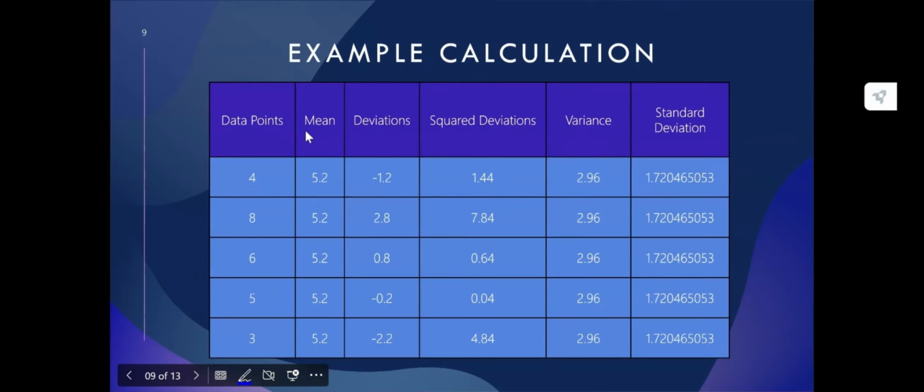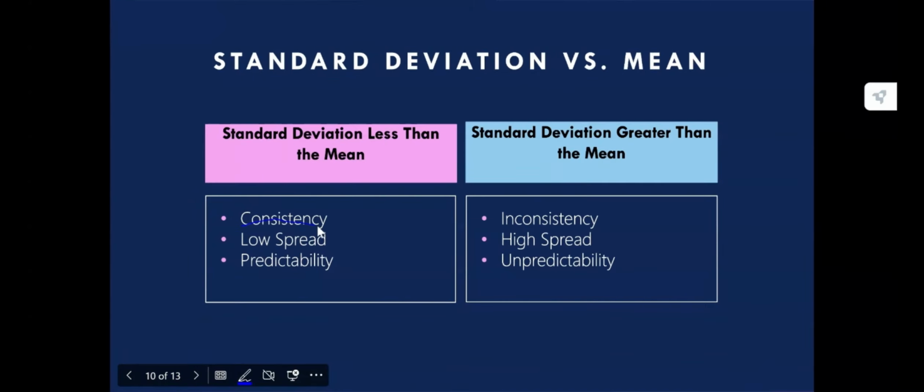Once all the values are calculated, we need to compare the mean and standard deviation. So here, the mean is 5.2 and the standard deviation is approximately 1.72. So here the standard deviation is lesser than the mean. That indicates that the data set is consistent, lowly spread, and highly predictable. When the standard deviation is greater than the mean, that indicates they are inconsistent, highly spread, and unpredictable.